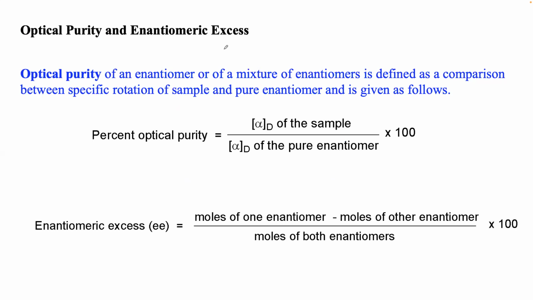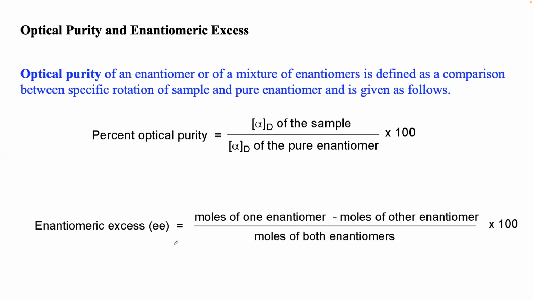The optical purity and the enantiomeric excess of a mixture of enantiomers are defined as a comparison between the specific rotation of the sample and the pure enantiomer, and it's given as follows. It could be defined as the percent optical purity. If you don't know anything about the number of moles you have, you can calculate the optical purity by getting the specific rotation of the sample, the mixture, divided by the specific rotation of the pure enantiomer, times 100.